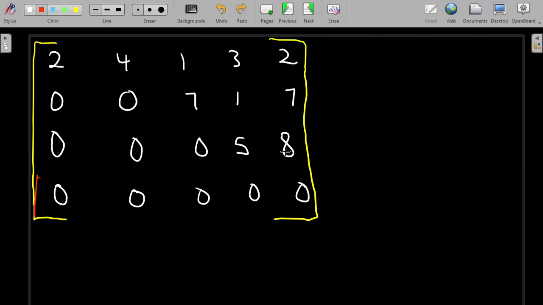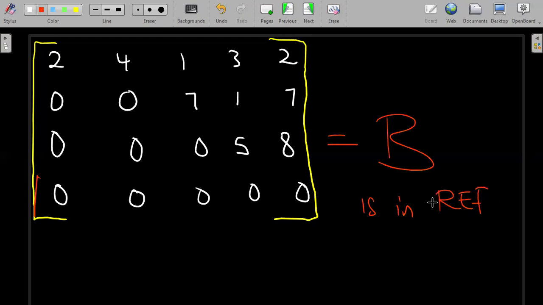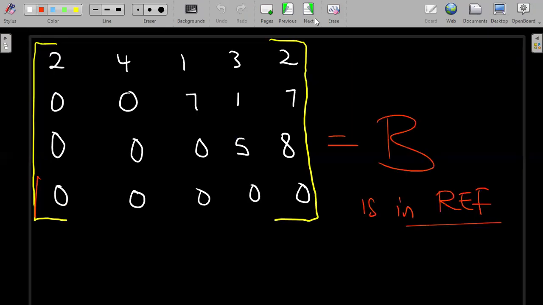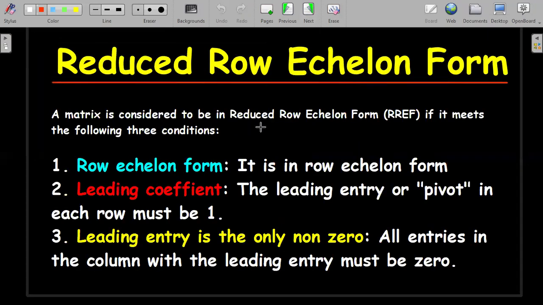for a matrix to be in row echelon form. So we're going to say indeed this matrix, we can call it matrix B, is in what? Row echelon form. Why? Because it's satisfying all these three conditions that we have here. All right, and then from there, we can talk about the reduced row echelon form.